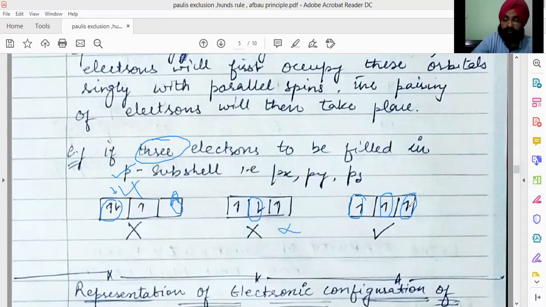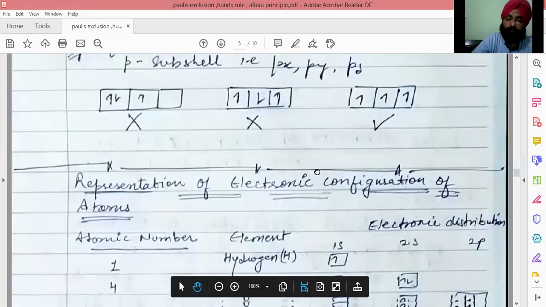So Hund's rule states that we have to first fill singly all the degenerate orbitals with one spin only, either upspin or downspin. After filling all the orbitals singly first, then we can pair. Now, if we have to fill four electrons, the fourth one will come in the opposite spin in any of the three. Then the fifth, then the sixth. So we have to fill singly first in the case of degenerate orbitals, and only then can we pair them up.